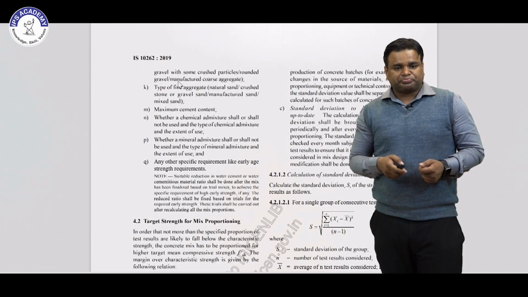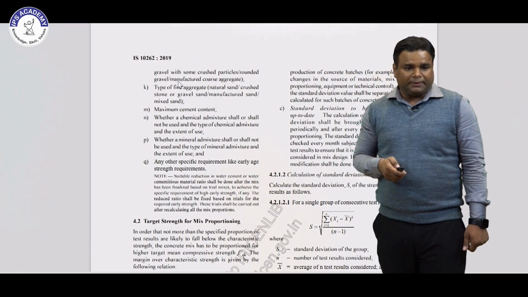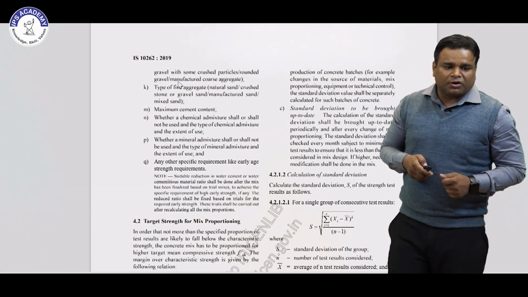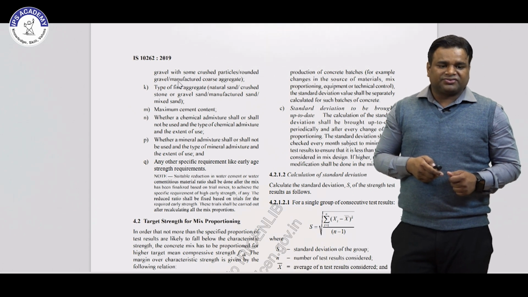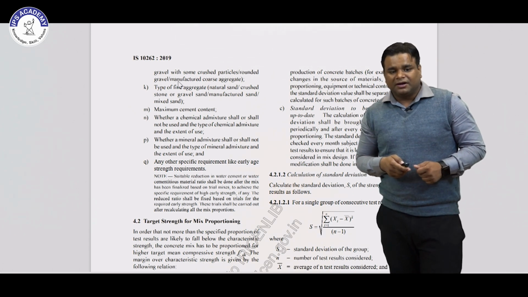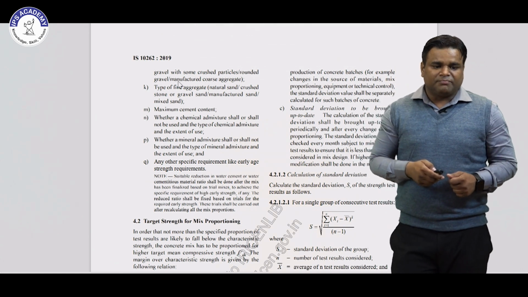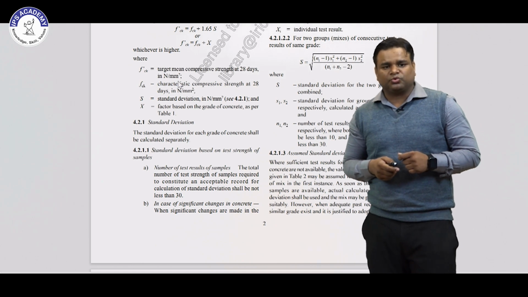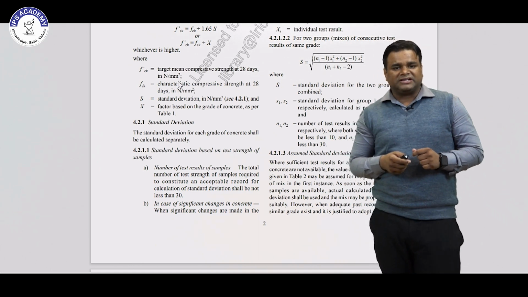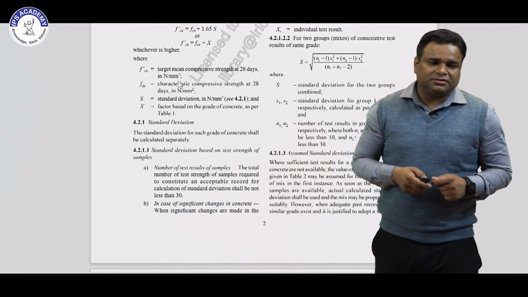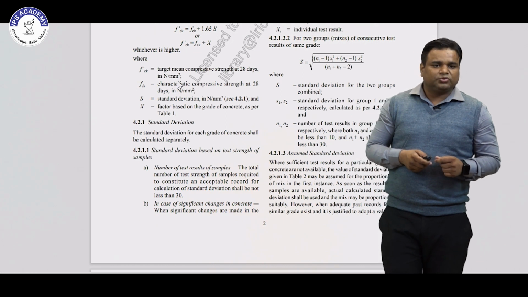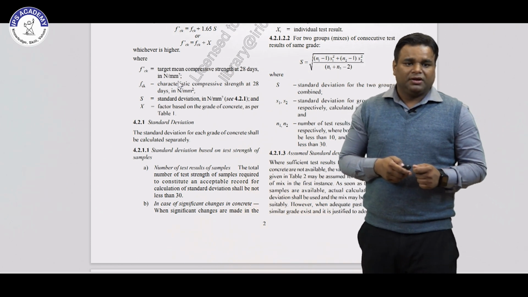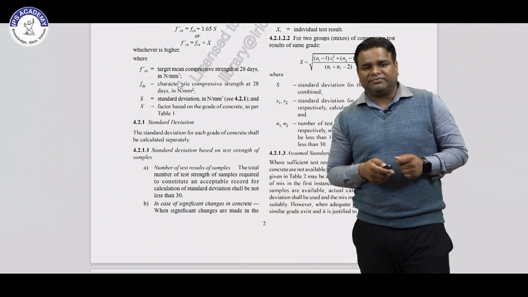Then next we will see the target strength for mix proportioning. In order that not more than the specified proportion of test results are likely to fall below the characteristic strength, the concrete mix has to be proportioned for a higher target mean compressive strength f'ck. The margin over consistency is given by the following relation. So in the previous IS code we have seen only one relation, which is f'ck = fck + 1.65 S. But in this code they are giving one more relation, f'ck = fck + X. X is nothing but a factor based on the grade of concrete, which is given in table number 1, and f'ck = fck + 1.65 S.